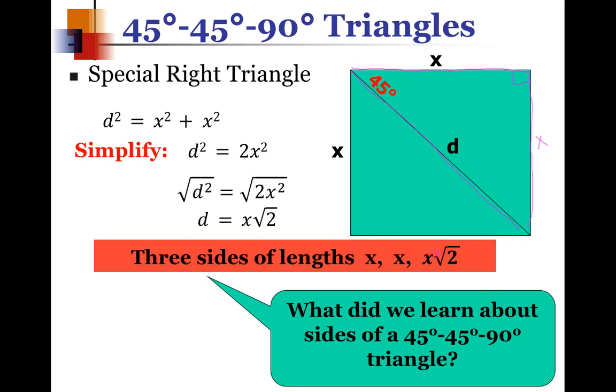That will always be true, right? So let's say this had been 7. This would be 7, and this would be 7 root 2. Right? Like we could try and work that out.